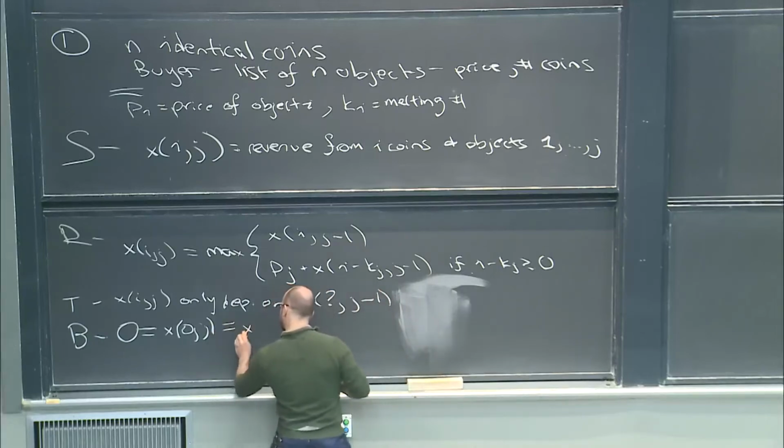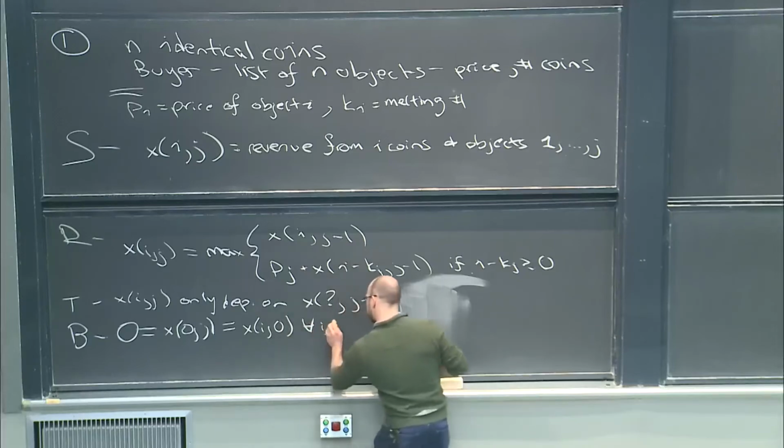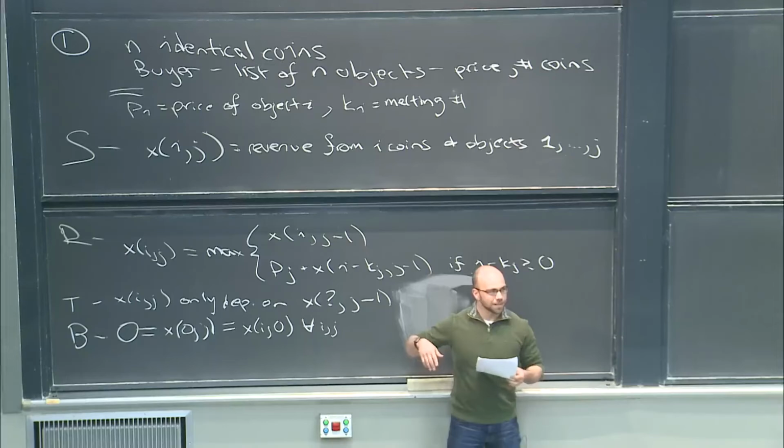And similarly, x of i comma 0 equals 0 for all i, j, right? So this is the coins and the objects.